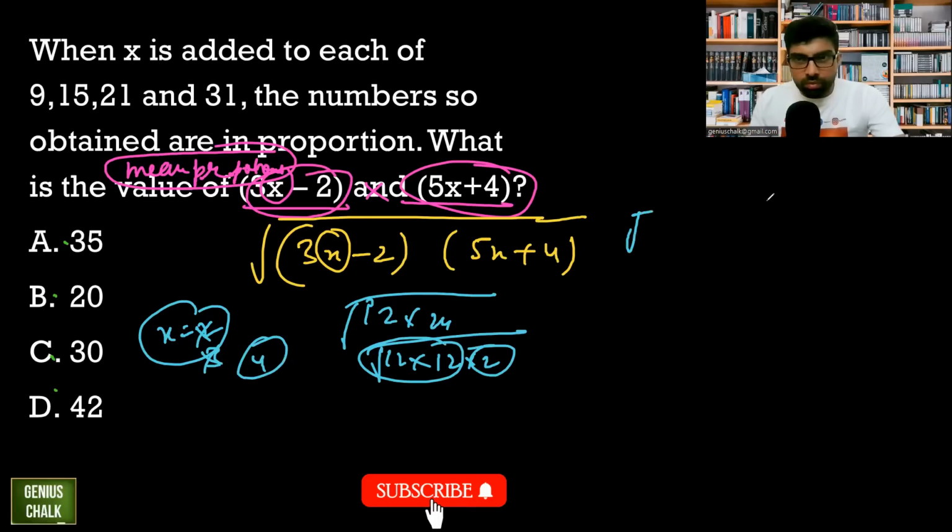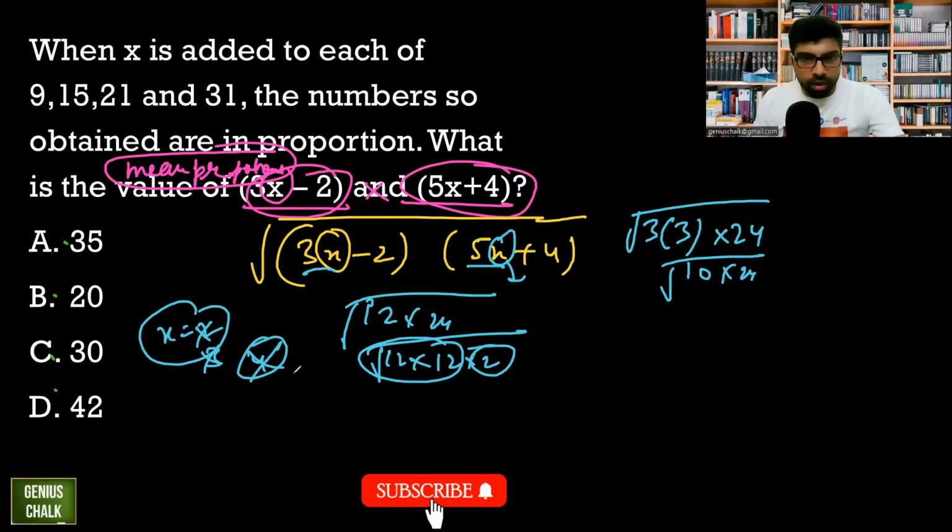Putting 5, 3 into 5 minus 2, 3. Multiply 5 into 3. Sorry, 5 into 5, 25. 3 4s are 12. Acha, we are putting x equal to 4. So 5 4s are 20 plus 4, 24. 3 4s are 12 minus 2. Acha, 4 is not satisfied. 4 minus 2, 10 and 24. 10 and 24, 240 is not a square root. So 4 also cancel.